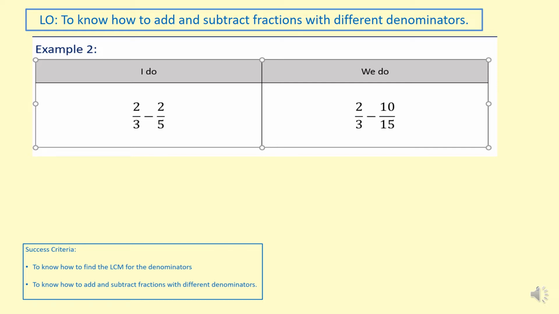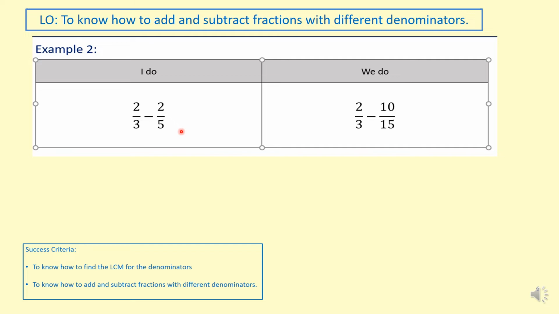Okay, let's do more practice now. This time we have subtraction, but the rule is exactly the same as addition. Look at the denominator, they're not the same, so you need to make the denominator the same. You need to do the common denominator. To do the common denominator, you need to find the lowest common multiple between the denominators first. So find the lowest common multiple between 3 and 5.